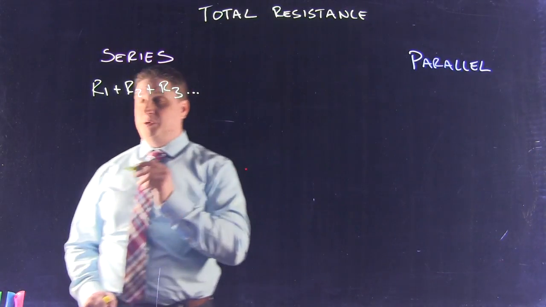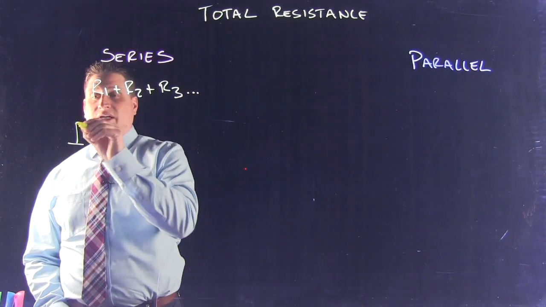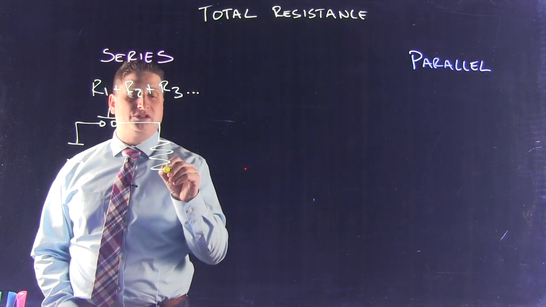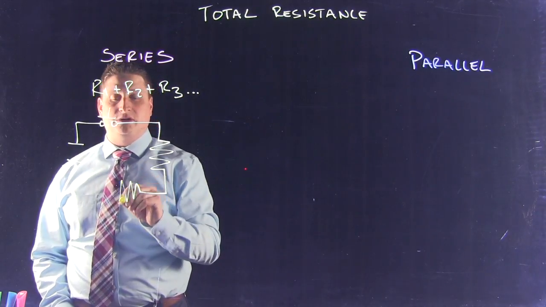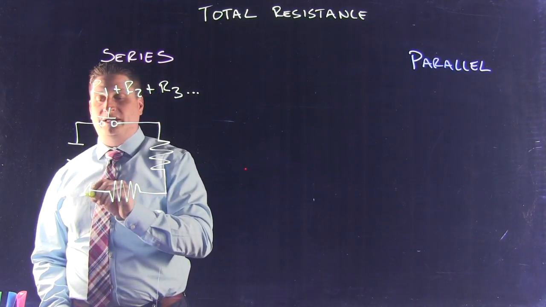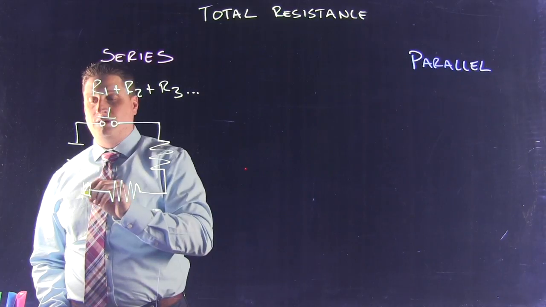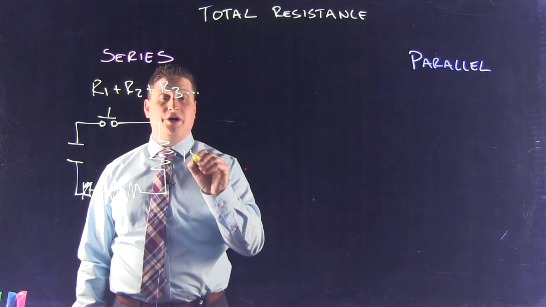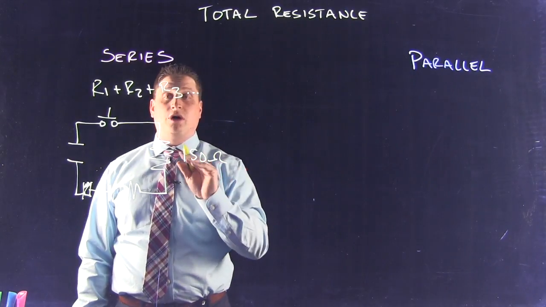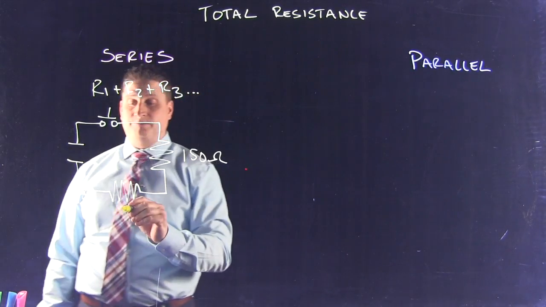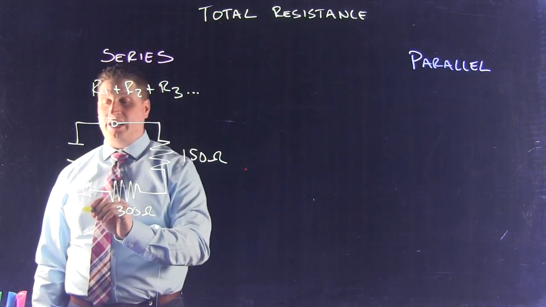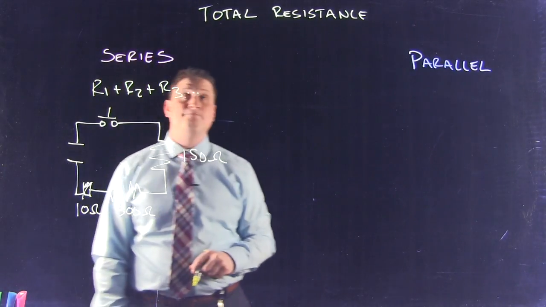For example, let's build a circuit. If I have a circuit here that will have a push-button normally open switch into a first resistor, into a second resistor, into an LED, back into our power supply. Now let's calculate this out with 150 ohms of resistance on my first resistor, 300 ohms on my second resistor, and 10 ohms on my LED.